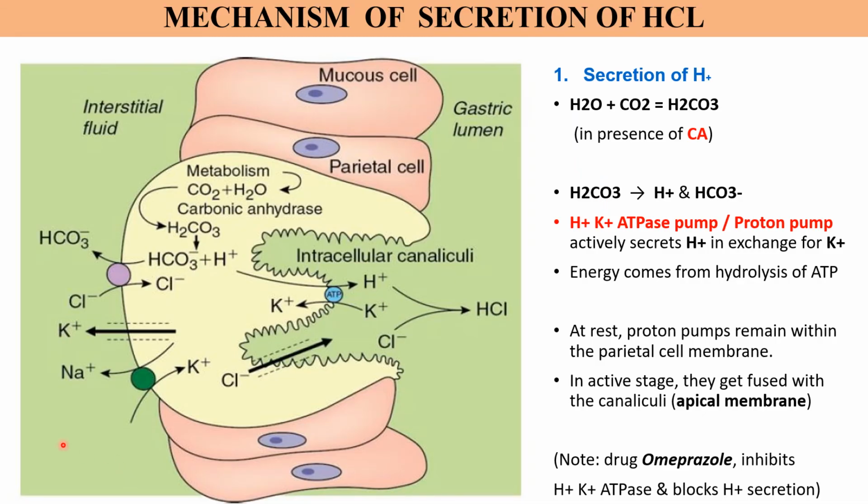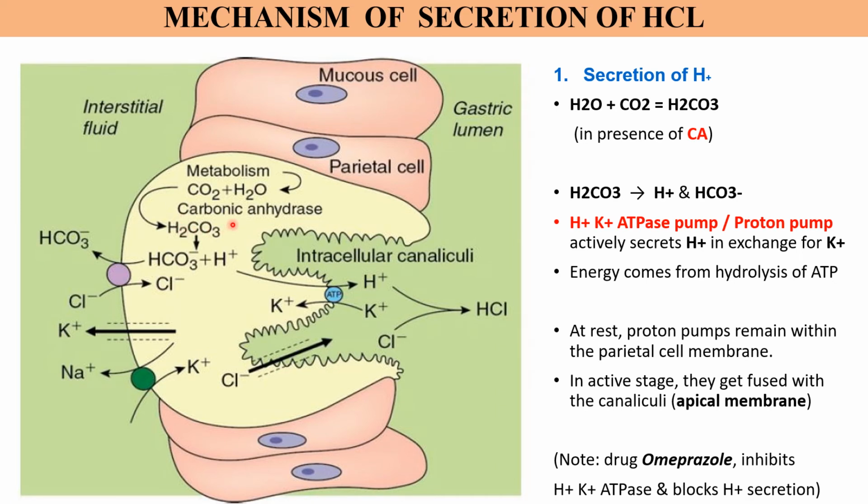Now let us come back to our topic, mechanism of secretion of hydrochloric acid. The first part under this heading is secretion of H plus ions. That is how H plus ion is produced inside the parietal cell and excreted into the gastric lumen. Here you can see that H2O and CO2, which are already present inside the parietal cell, combine in the presence of carbonic anhydrase to form carbonic acid.